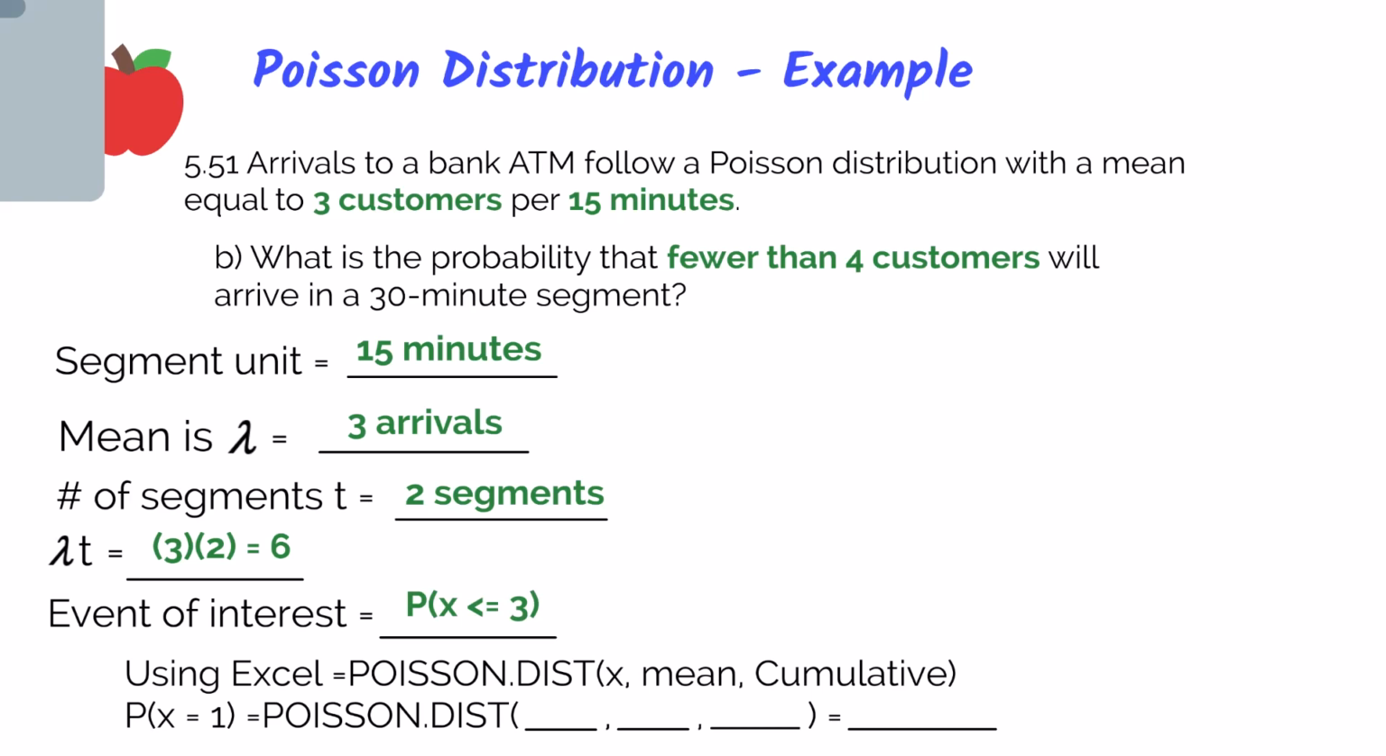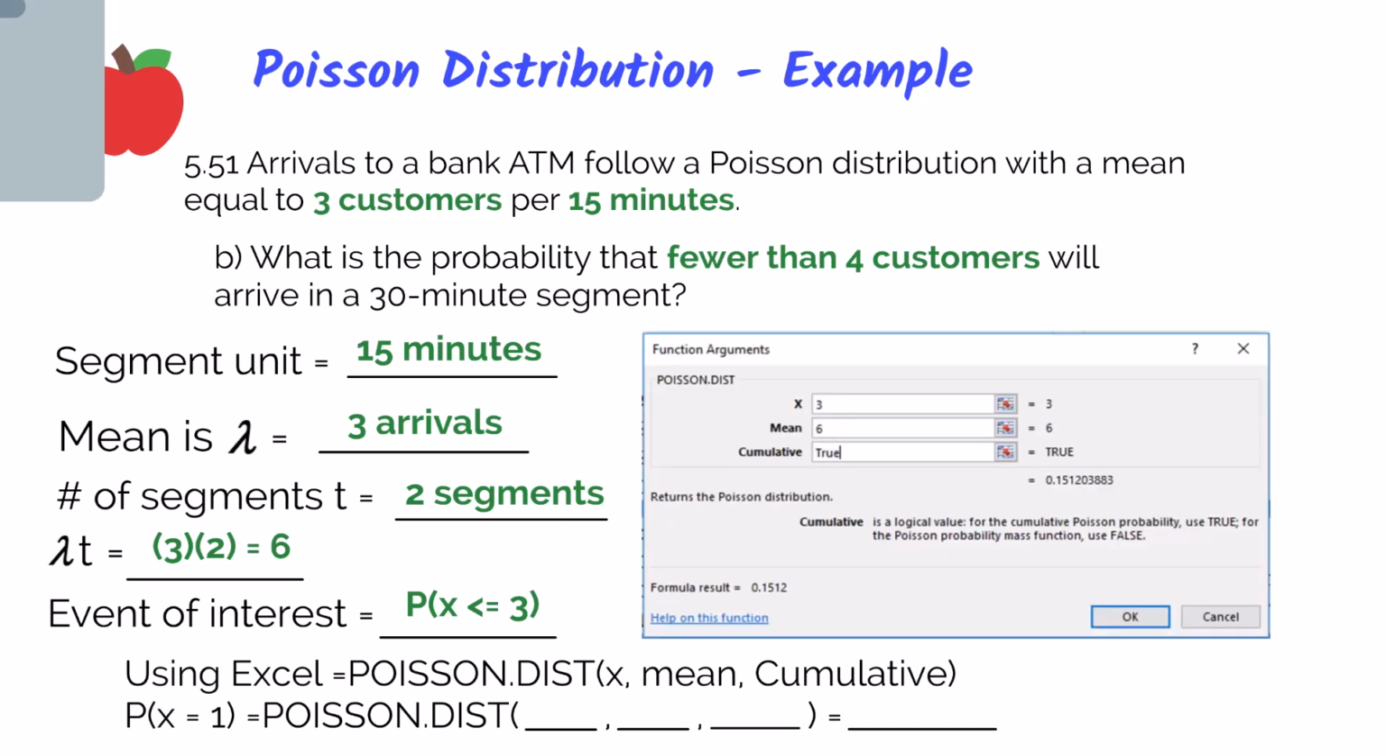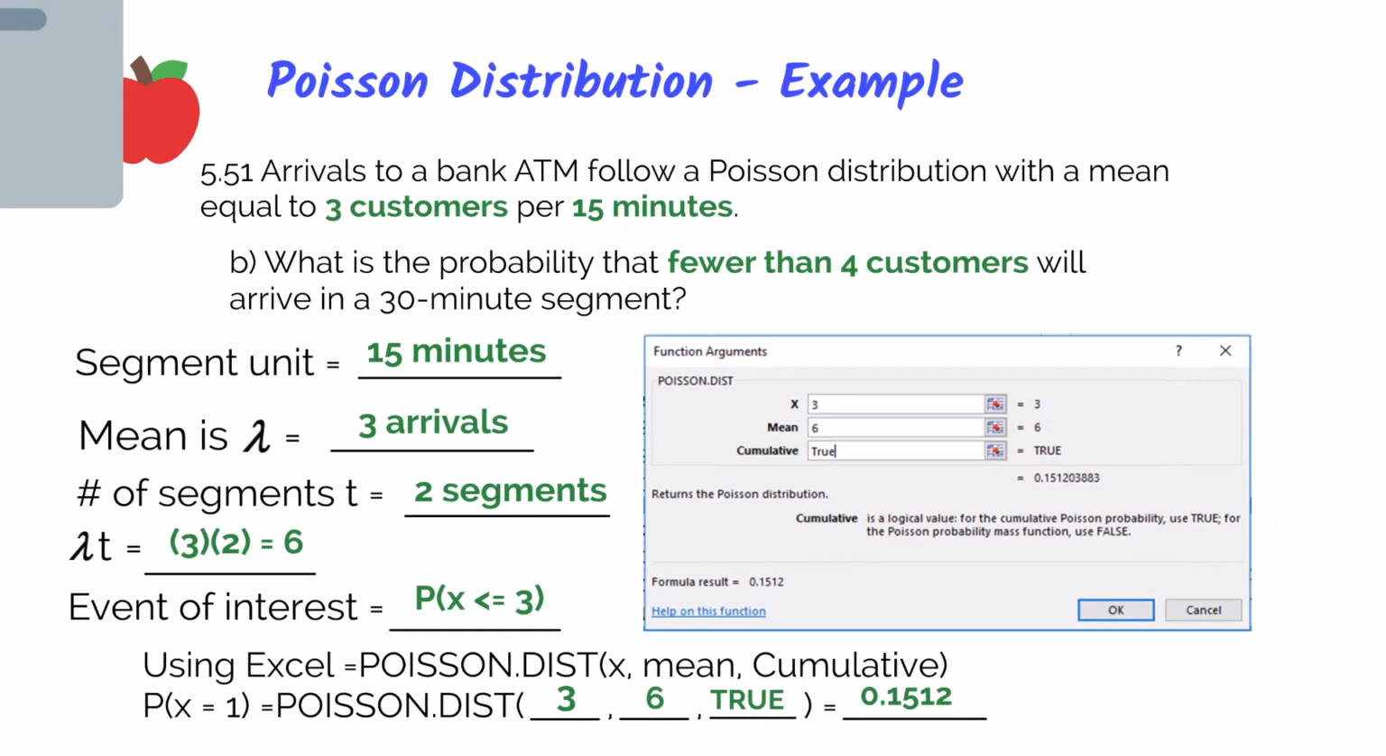So our event of interest is the probability that X is less than or equal to 3, or fewer than 4 customers come to the ATM. We're going to go ahead and use Excel again here. Here are the function inputs. We will plug in 3 for X, 6 for the mean, and true for the cumulative, since we now want to return the cumulative probabilities up to 3. And we get 0.1512.